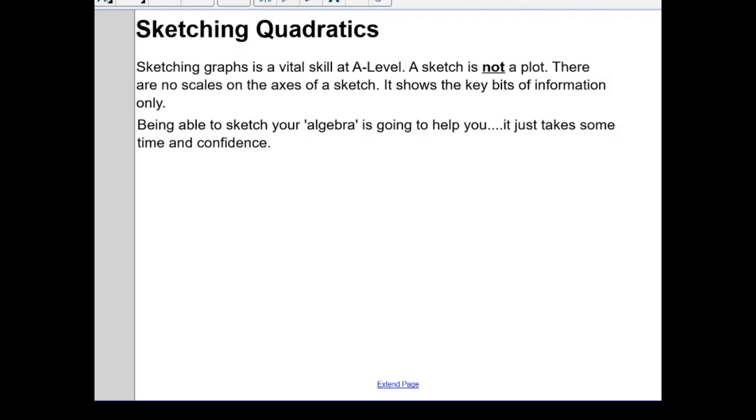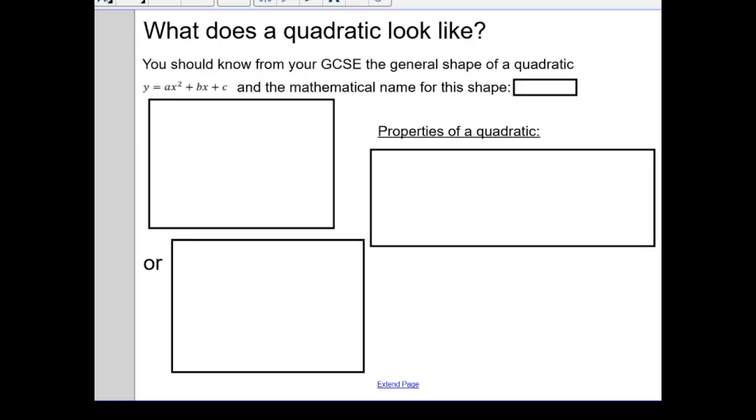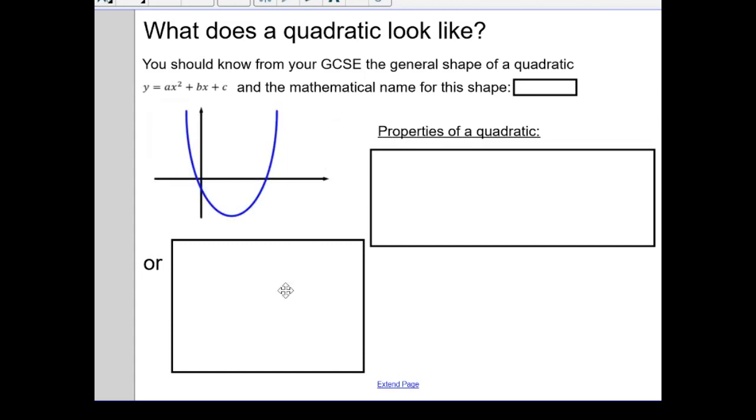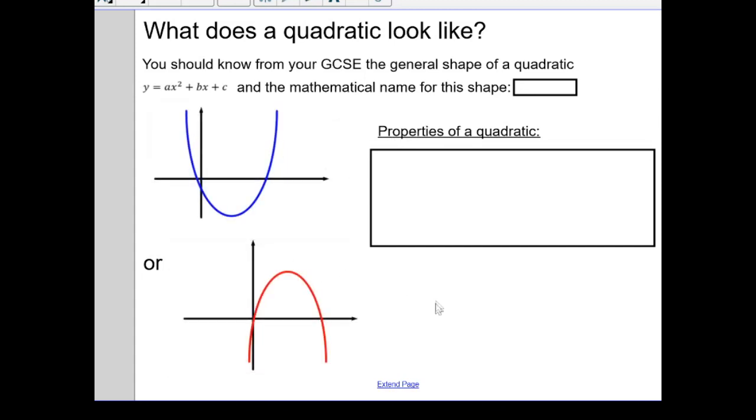This section is about sketching quadratics. It's an essential skill at A level, and you'll go on to sketch numerous functions in the future, but for now we're looking at quadratics. You should know from GCSE what the general shape of a quadratic is. We're looking at either a U shape or an N shape, and this shape has a specific name which you may have met before, and that is a parabola.